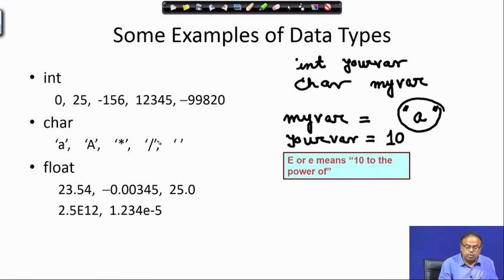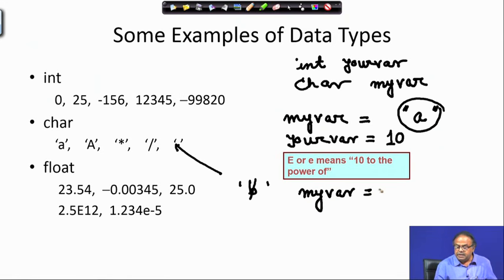Now, within this single quote is a character. What about this? This is just single quote, single quote. That means within that there is a blank. So if I say my var is assigned this, that means my var will be assigned a blank character.